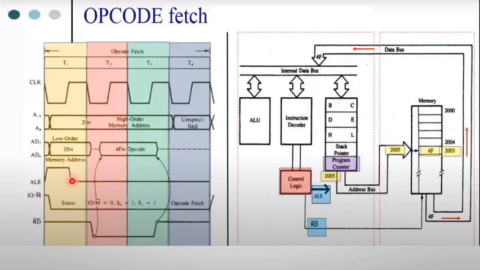And the status of the signals during the opcode fetch cycle is indicated here, right? So it is a memory related operation. So IO/M bar is 0, S0 is equal to 1, S1 is equal to 1 for the opcode fetch cycle. We have seen it in the table, right? So that is depicted over here. Hope you are clear with this opcode fetch instruction.